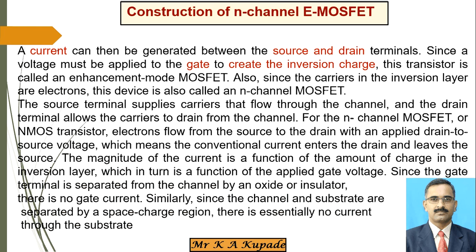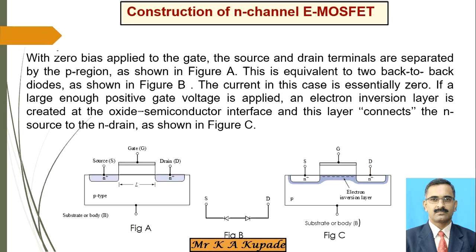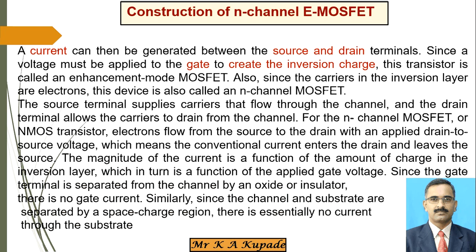See here, whenever you apply the gate voltage, as the gate voltage increases from 0 toward positive voltage, an inversion layer is generated in the channel, that means in between the source and drain region. Due to that inversion layer, current flows from the drain to source. The electron charge carriers flow from the source to drain terminal, so you can see the direction of the charge carriers, and the conventional current goes from the drain to source. The magnitude of the current depends on the gate voltage.